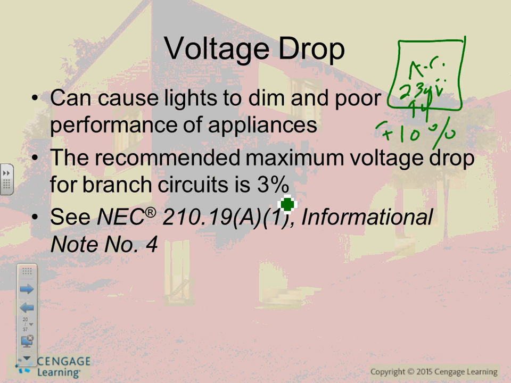Anyway, because of this, we have to maintain. The NEC code will cut this by half and say, okay, we would like it to fluctuate 5% according to the NEC code.